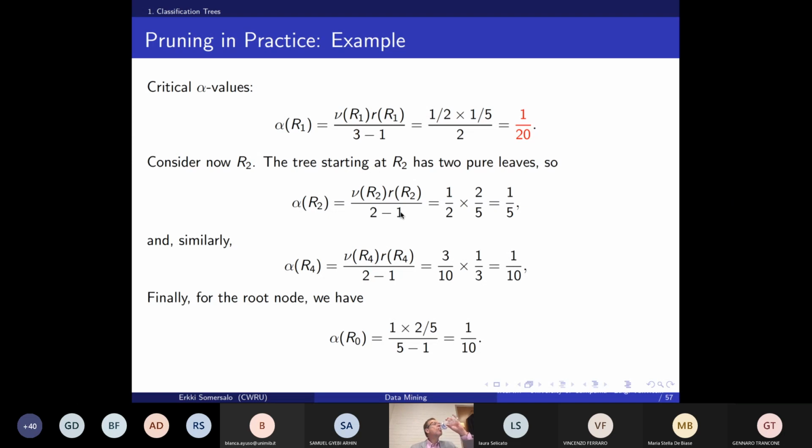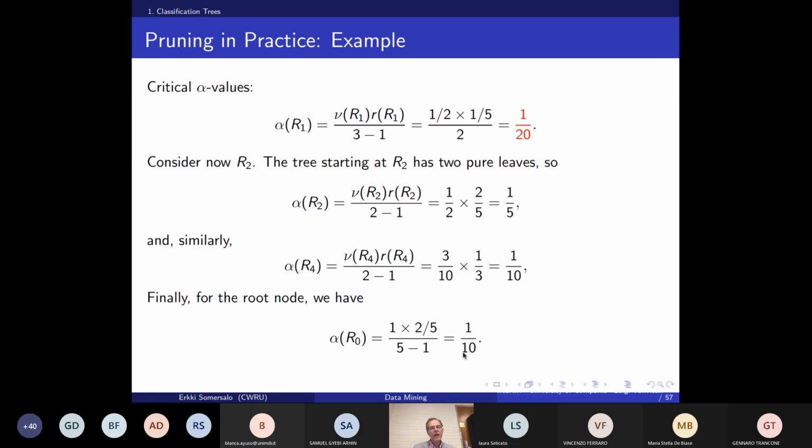And the importance was 1/2, and the misclassification rate was 2 over 5, so this is 1/5. That's the critical value alpha. For R4, I get a similar value, 1 over 10. And what about the root node? So the importance is 1, misclassification rate is 2 over 5. If I prune from there, I would eliminate 5 leaves, and I would add 1, so I get 1 over 10.